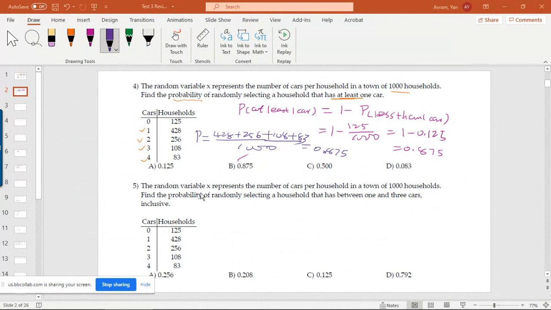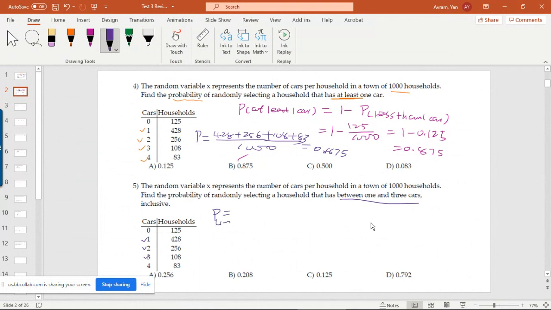Okay, number 5, the random variable X represents the number of cars per household in a town of 1,000. This is pretty similar, right? This time you want to select a random household that has between 1 and 3 cars inclusive. So I will only need to pick these 3 in here, okay?